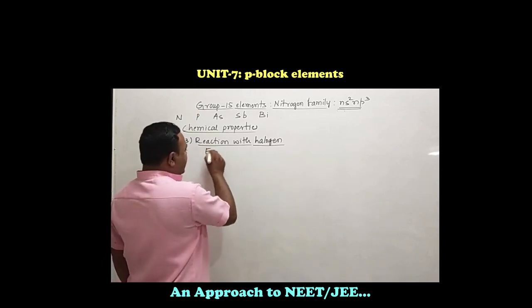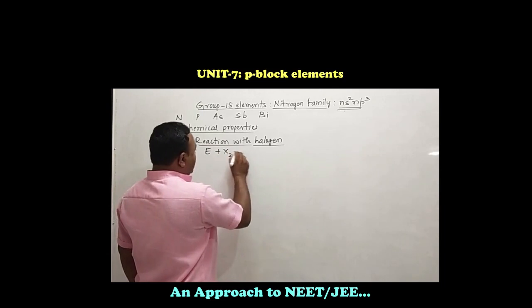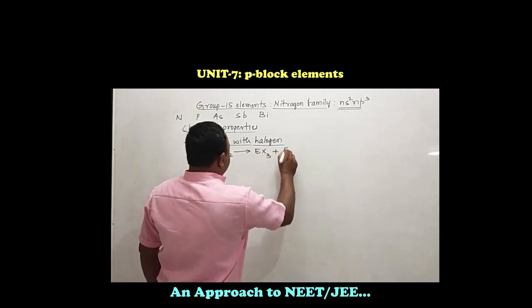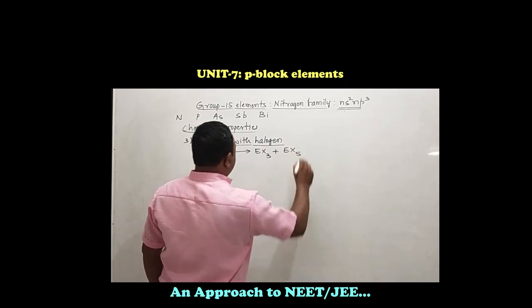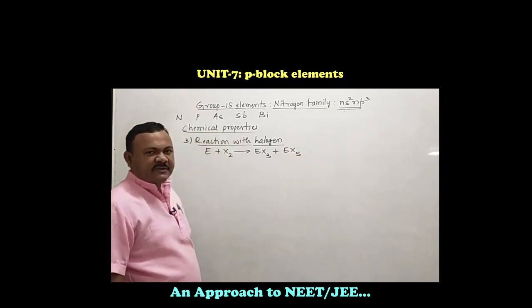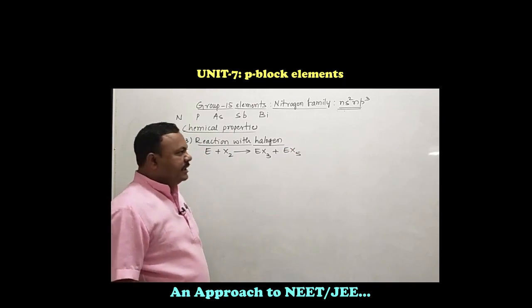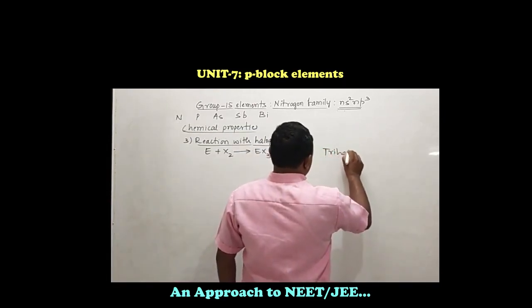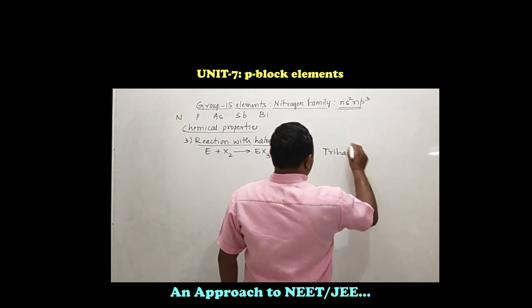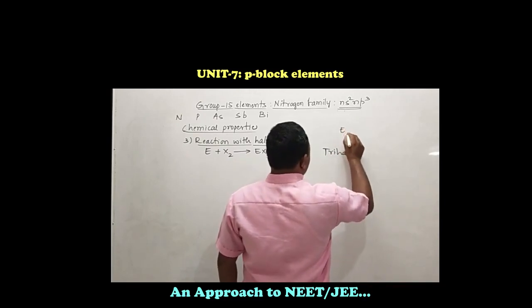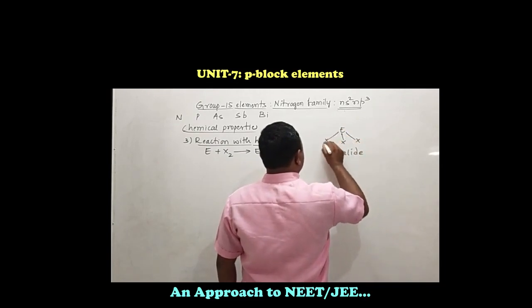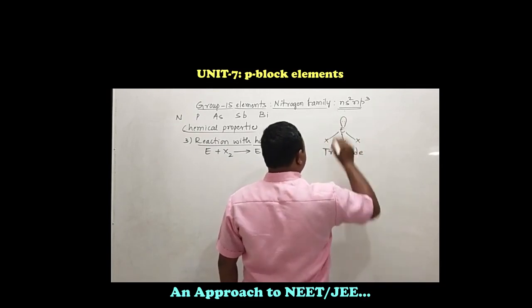Let us go for the third chemical property, reaction with the halogen. When the group 15 elements are reacting with halogen, they form trihalides and pentahalides. Trihalides are having formula EX3. Pentahalides are having formula EX5. E corresponds to the group 15 element. Look at the structure of the trihalide. Once again, they are having pyramidal structure. E is the central atom. X corresponds to halogen. And we have one orbital with a lone pair.